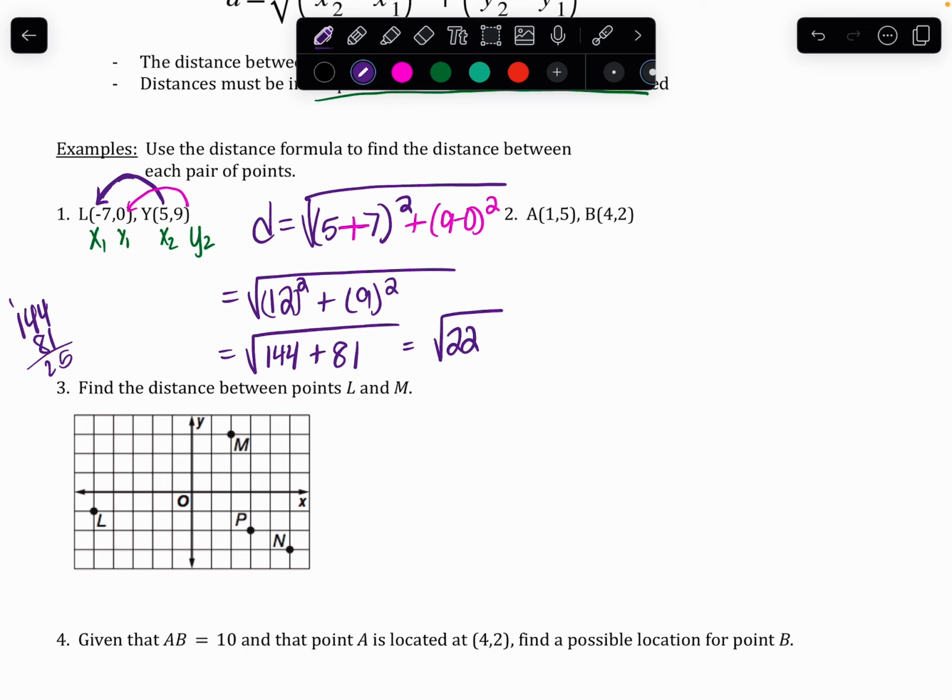225. That works out nicely because the square root of 225 is 15. So my distance between these 2 points is 15 units, whatever units that is. So 15 units long would be the distance there.